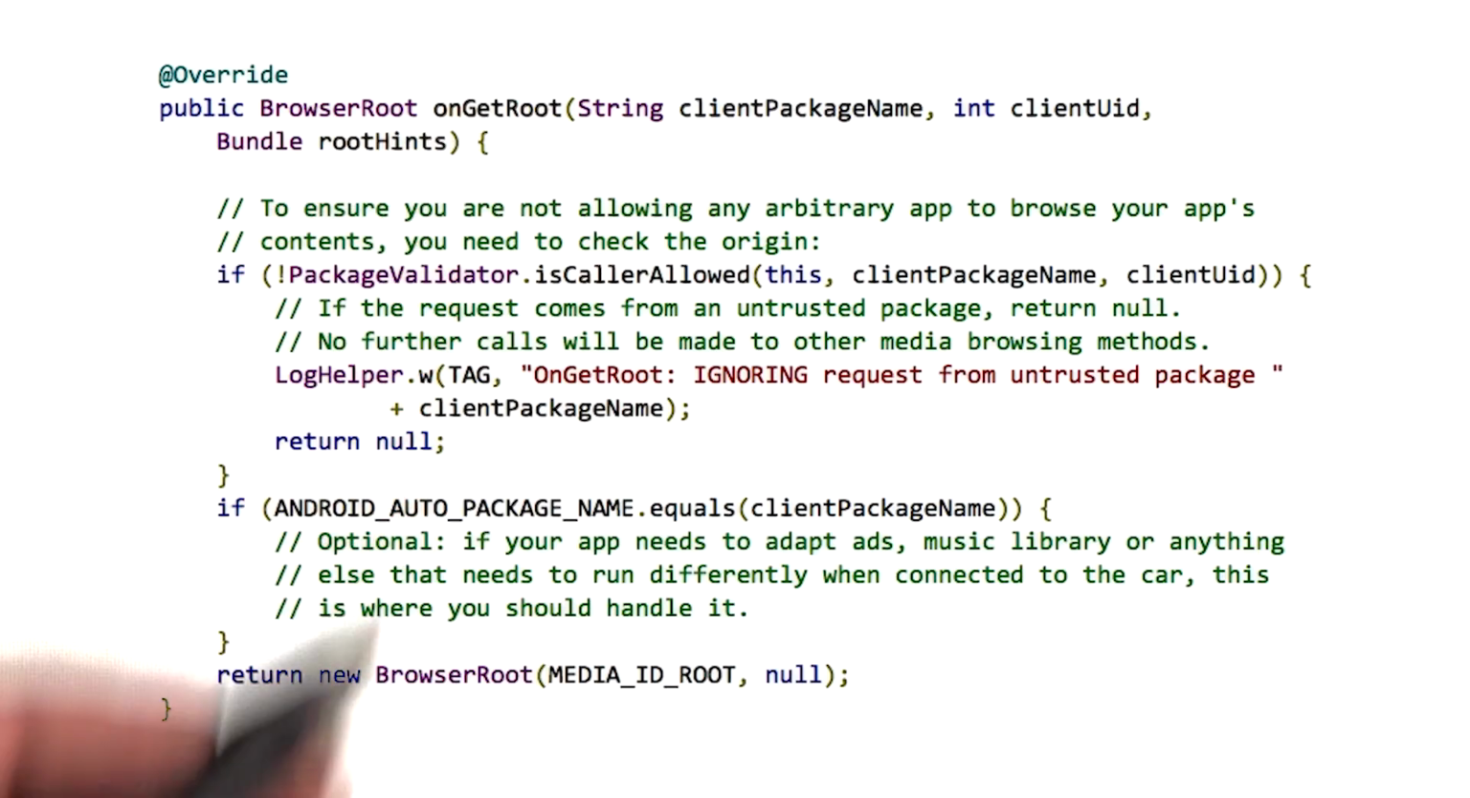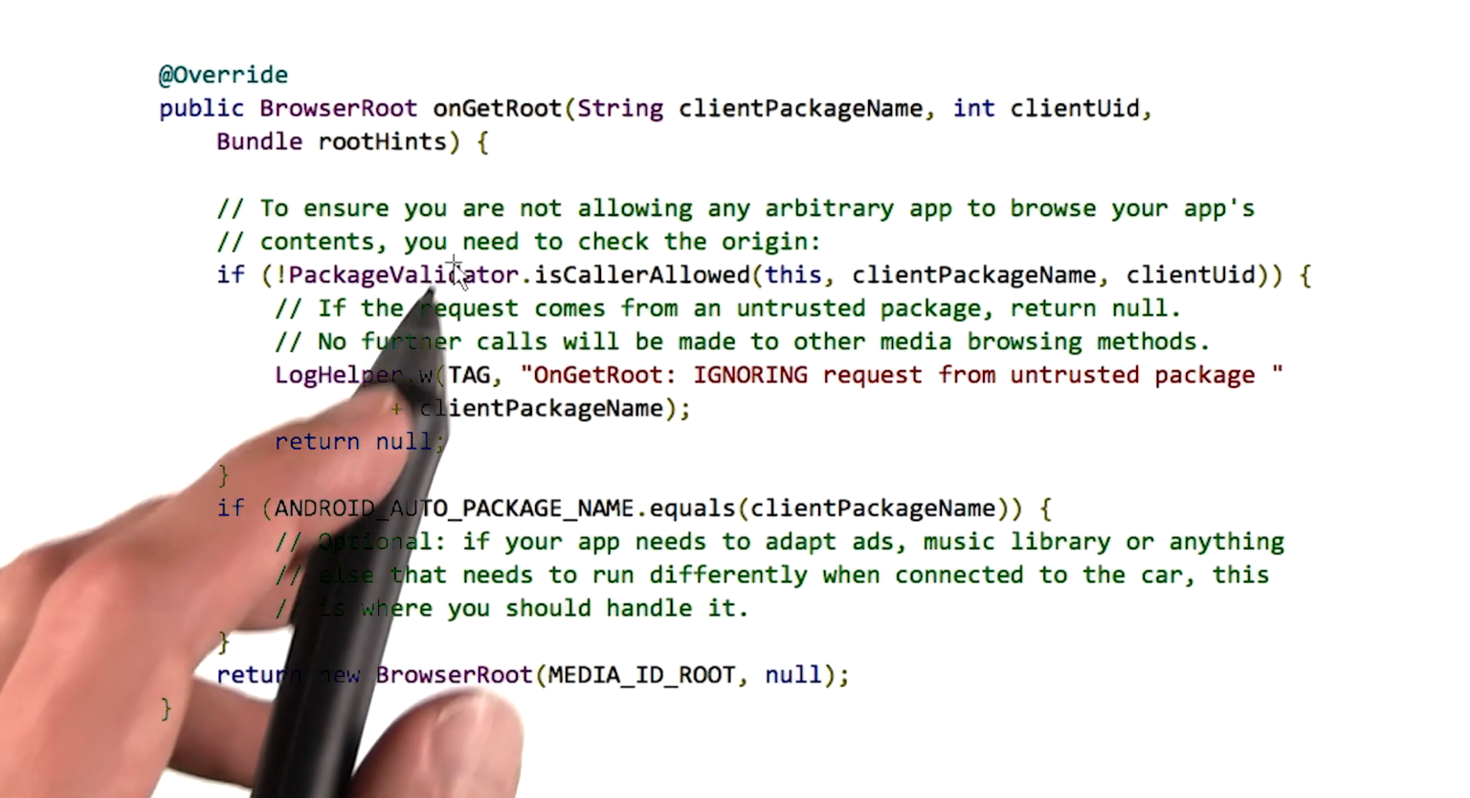When building the onGetRoot method, it's important that you think about the security of your content. By default, any application running on your phone has the ability to call this and interact with your music library. You might not want this and only want to allow official Android apps to access your media. To do this, we need to verify the origin of the package accessing your onGetRoot method.